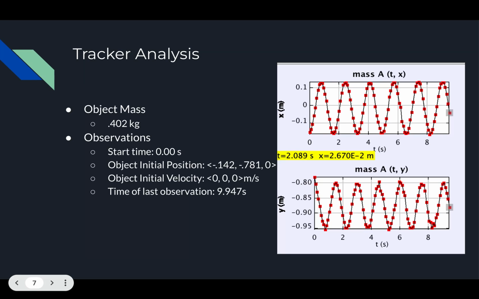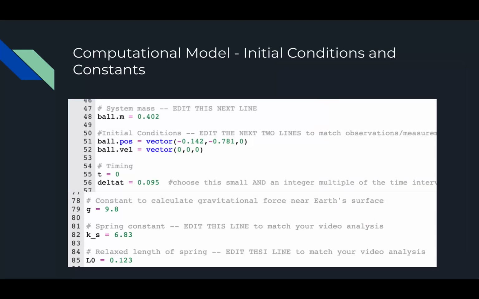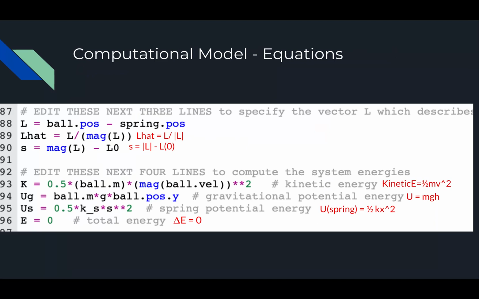The object mass, which was given, is 0.402 kilograms, and you can see the start time is 0 seconds, and then the initial plot position and the initial velocity, and then the time of last observation. I inputted for the initial conditions and constants the mass of the ball, the position and velocity of the ball, the acceleration due to gravity, which is just 9.8 meters per second squared, and then the spring constant and the relaxed length of the spring.